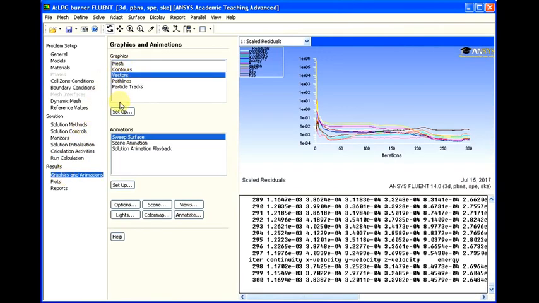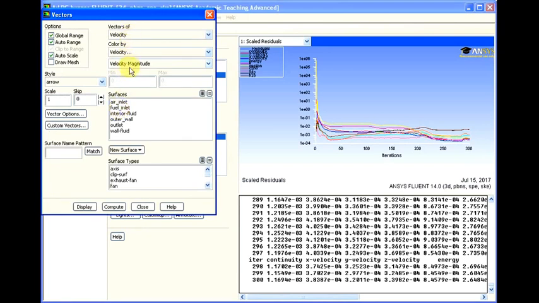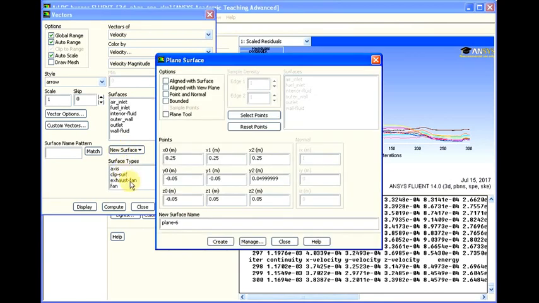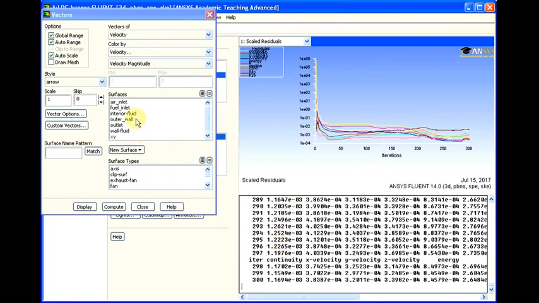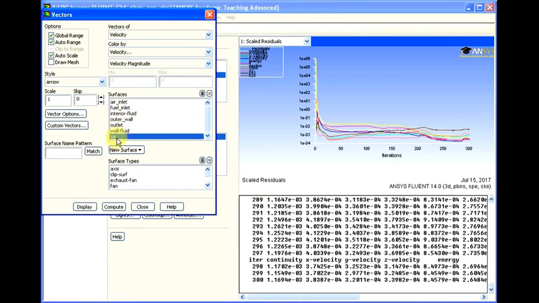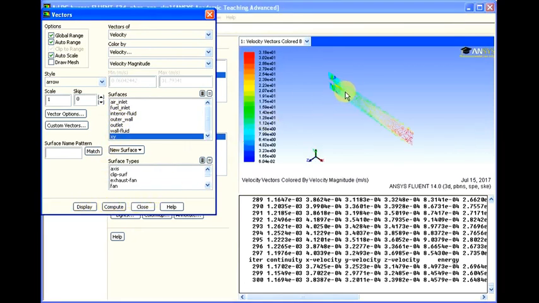Okay, now we can see the results. First velocity. We have 3D, so we don't have a plane section, so we create one in XY. We just put the Z axis all zero values and we call it XY plane. Okay, create. So we choose the XY plane and display.